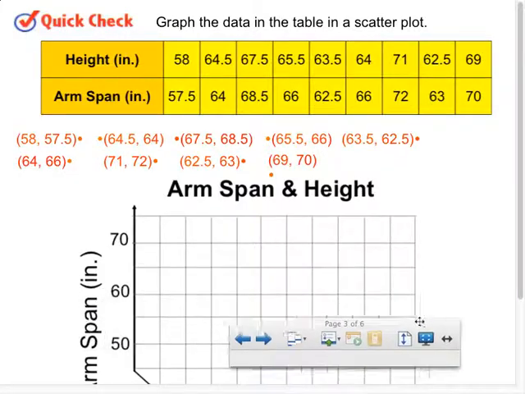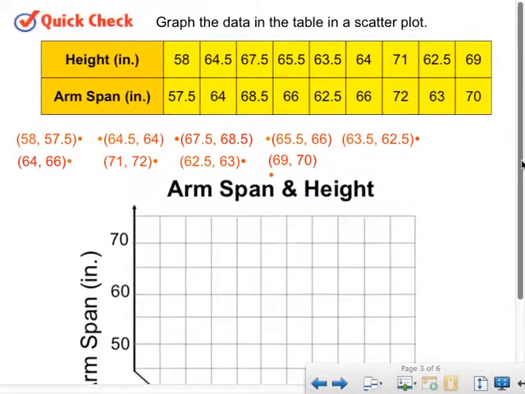So a little bit of review. We're going to graph this data in the scatter plot. I wanted to go ahead and graph this with you because I feel like some of you are a little rusty on this. I took all of these points from the sideways t-chart, and I made my coordinates here. Do you guys see that?